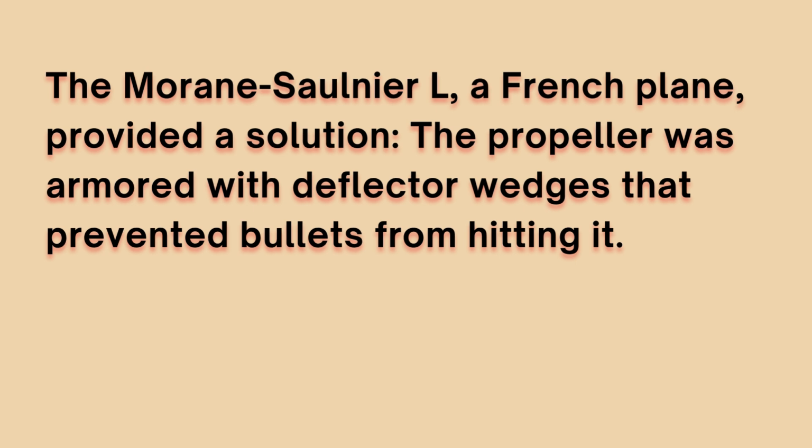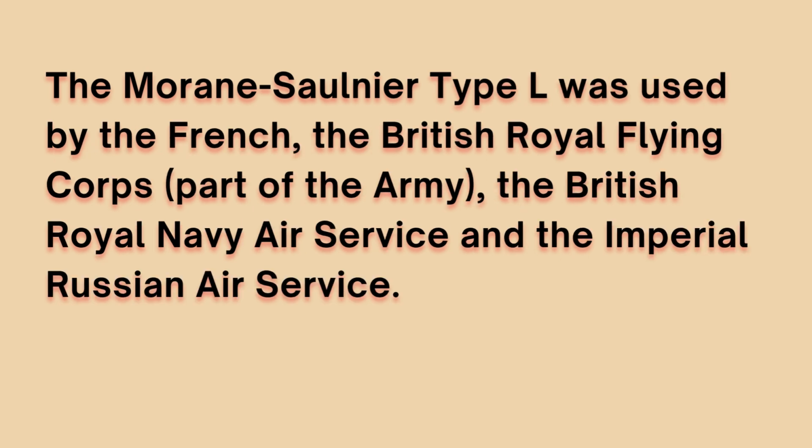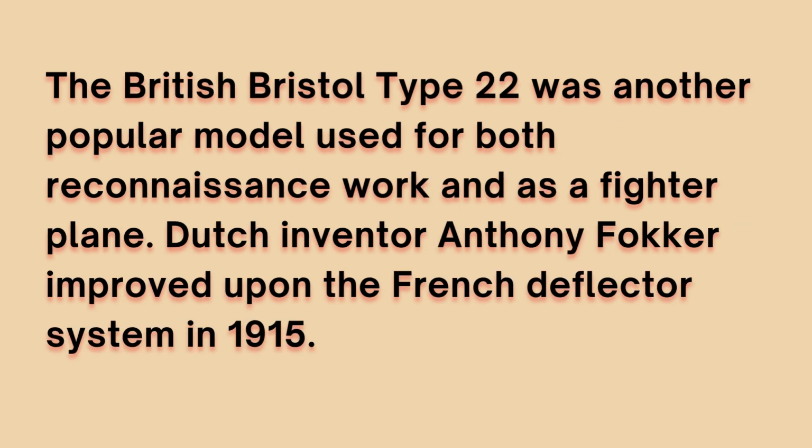The Morane-Saulnier L, a French plane, provided a solution. The propeller was armored with deflector wedges that prevented bullets from hitting it. The Morane-Saulnier Type L was used by the French, the British Royal Flying Corps, part of the Army, the British Royal Navy Air Service, and the Imperial Russian Air Service. The British Bristol Type 22 was another popular model used for both reconnaissance work and as a fighter plane.